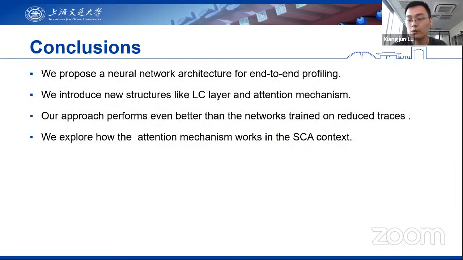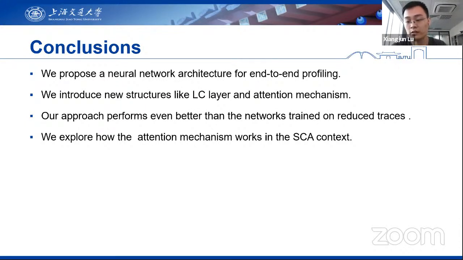Okay, finally, we move to the conclusion. In this paper, we introduce a neural network architecture for end-to-end profiling. That means rather than leveraging the knowledge of implementations to manually locate the informative intervals, we could profile the raw traces directly now. We also introduced some new structures into the SAE field to build the architecture, like the locally connected layers and the attention mechanism.